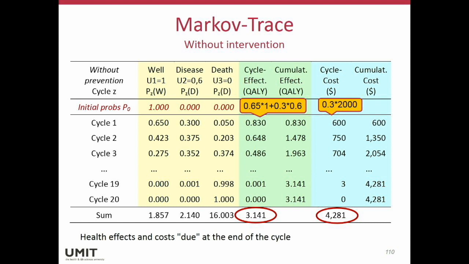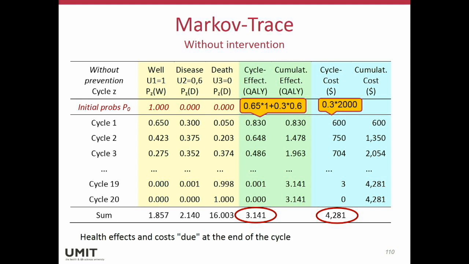So here in our example, we would see that after 20 years, the mean is 3.141 quality adjusted life years. And how about the costs? It's 4,281.